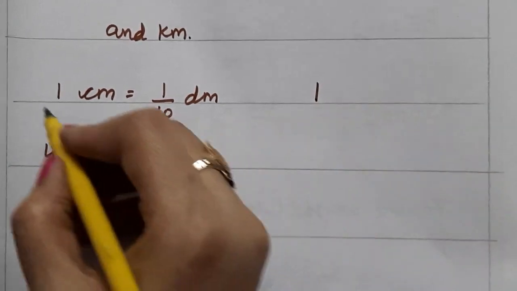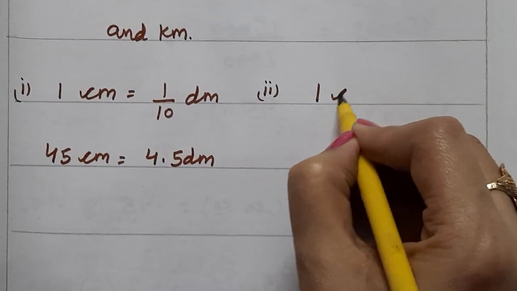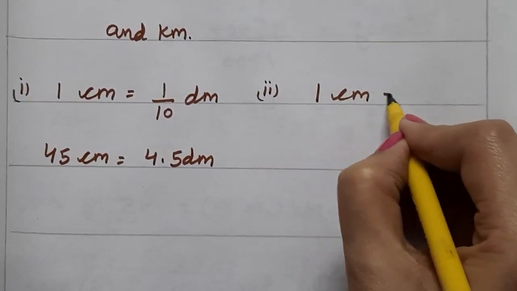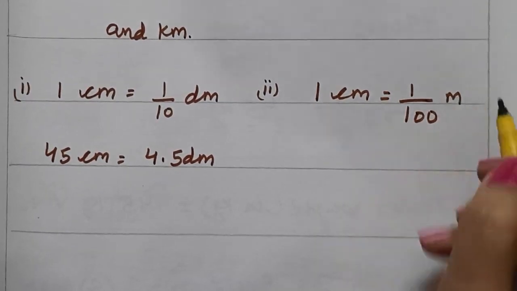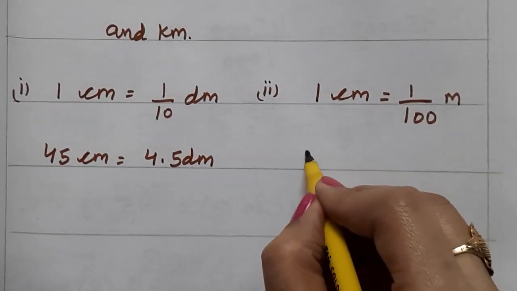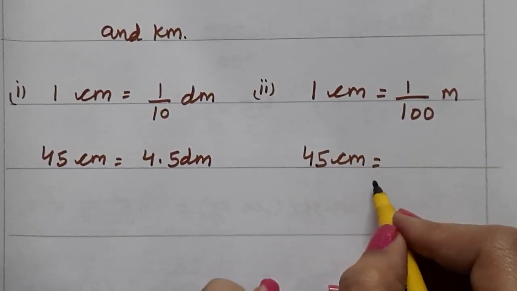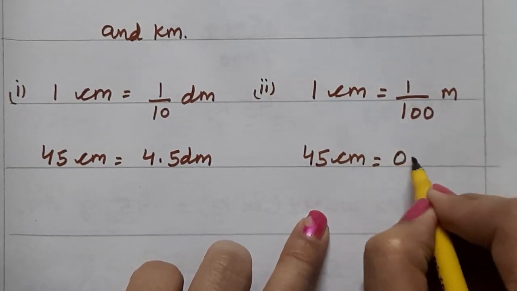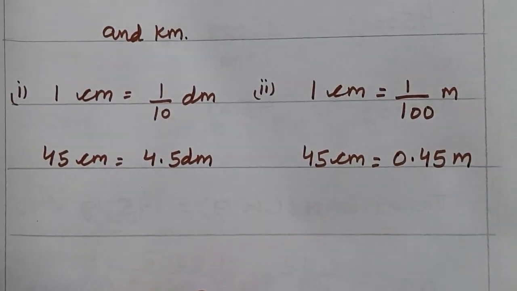Next was your B part. 1 centimeter is equal to dash meter, 1 upon 100 meter. You have already written these formulas. Okay. Now 45 centimeter is equal to 45 upon 100, 0.45 meter. Got it?